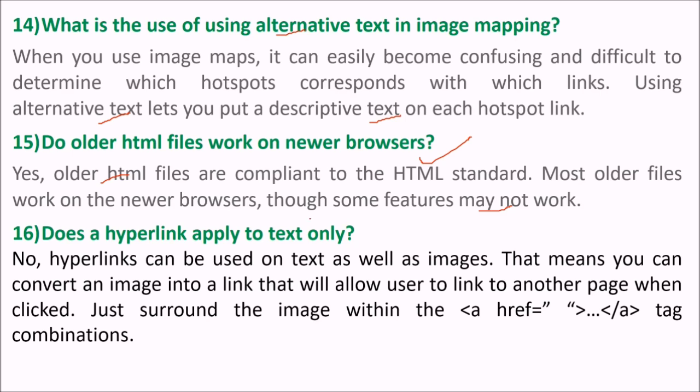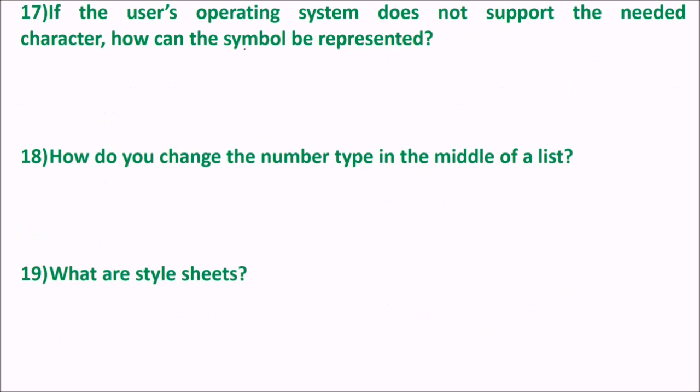Does a hyperlink apply to text only? No. Hyperlinks apply to text, and they apply to images. That means you can convert an image also to a link that will take you to another page when the image is clicked. Just surround the image with this A href and then end it with the closing anchor, the /a tag combination.